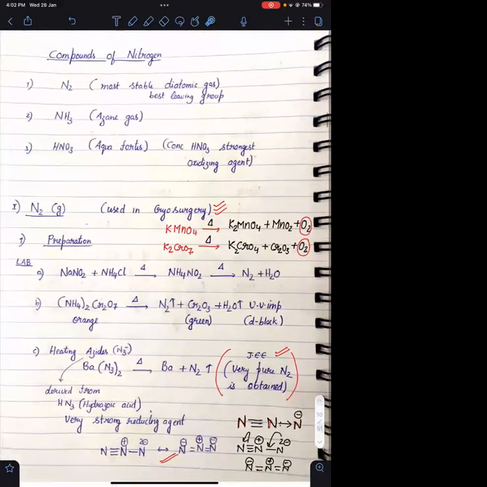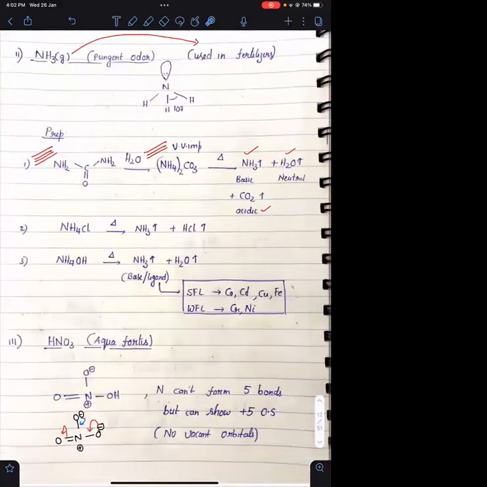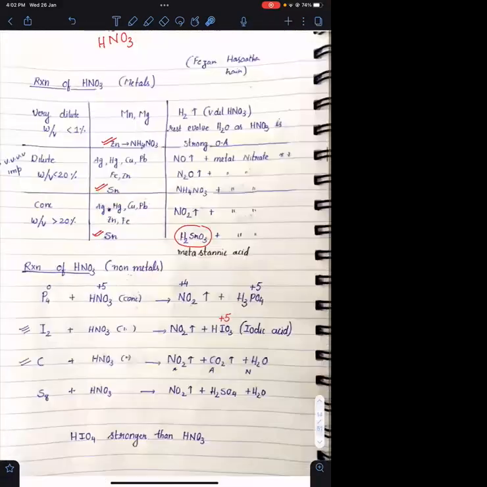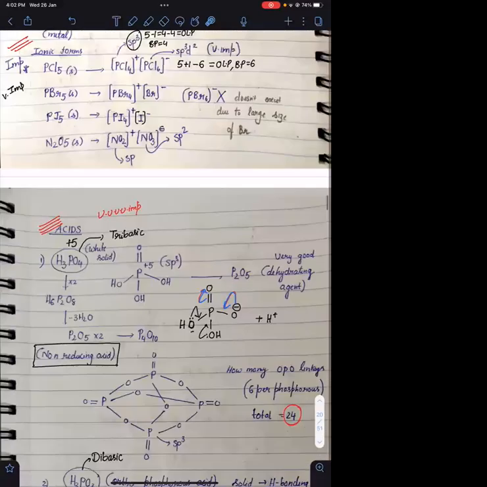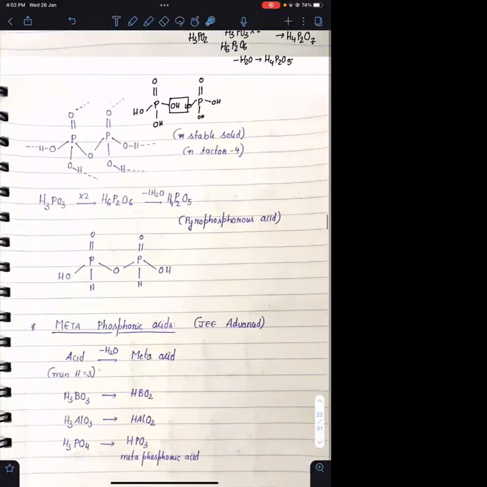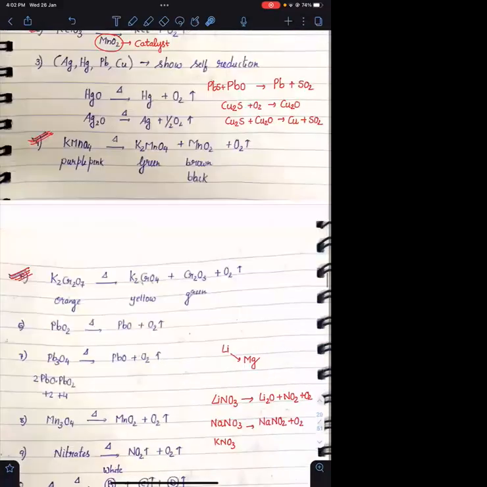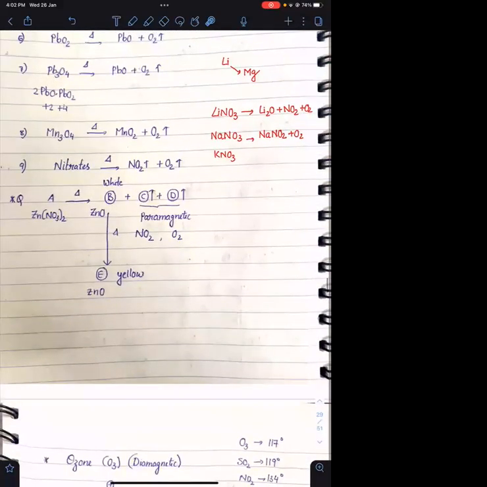Okay. So any nitrate, if you heat it, you get O2. If I want to get NO2, I should be heating nitrates other than group 1 nitrates. For O2, any nitrate will do, since you get O2 on heating it. But you won't be getting NO2 if I heat this. Is that clear?